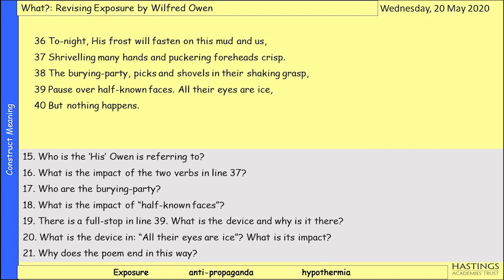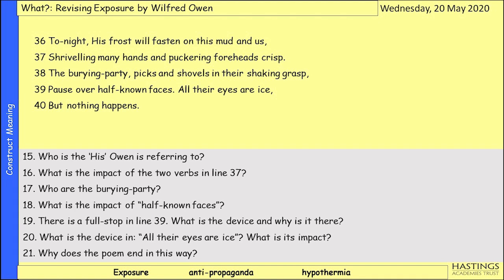Number 15. As the pronoun his has been capitalized, we can assume Owen is referring to God. Therefore, it could be read as it is God's intention to freeze the soldiers. Another interpretation is that this is Jack Frost, or the personification of Frost. Jack Frost's character was first created prior to this time, therefore it would be appropriate to make that link.